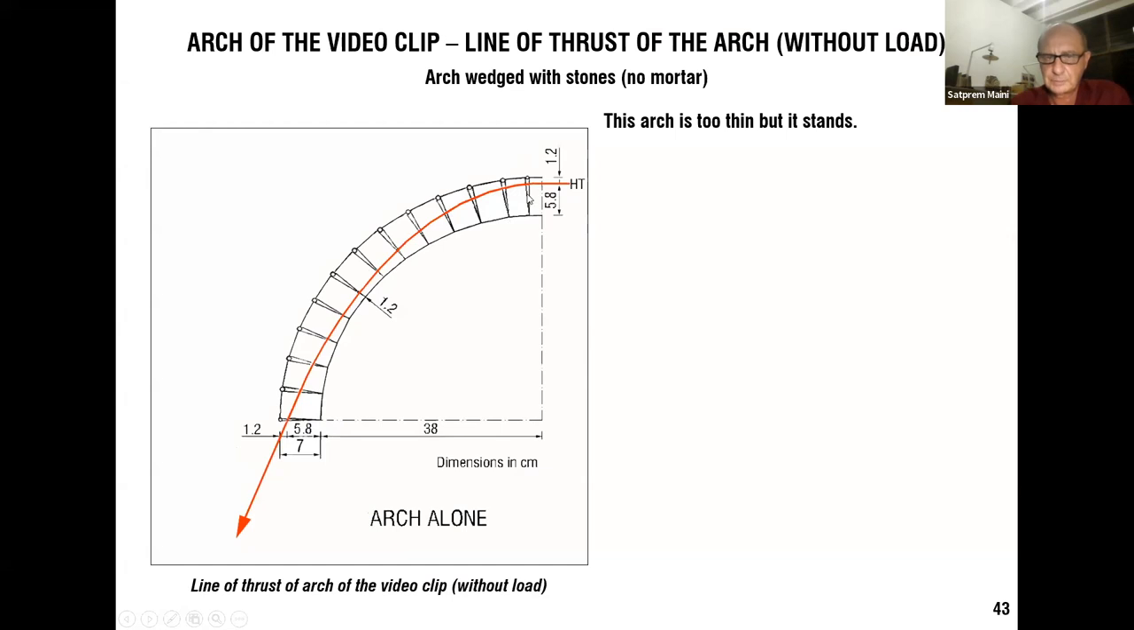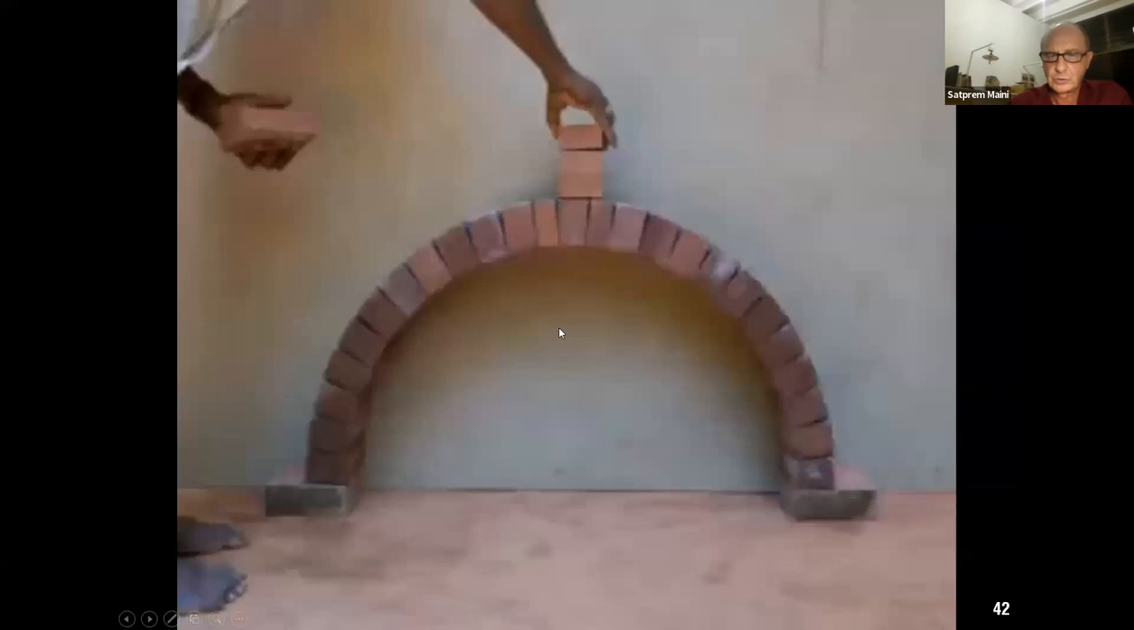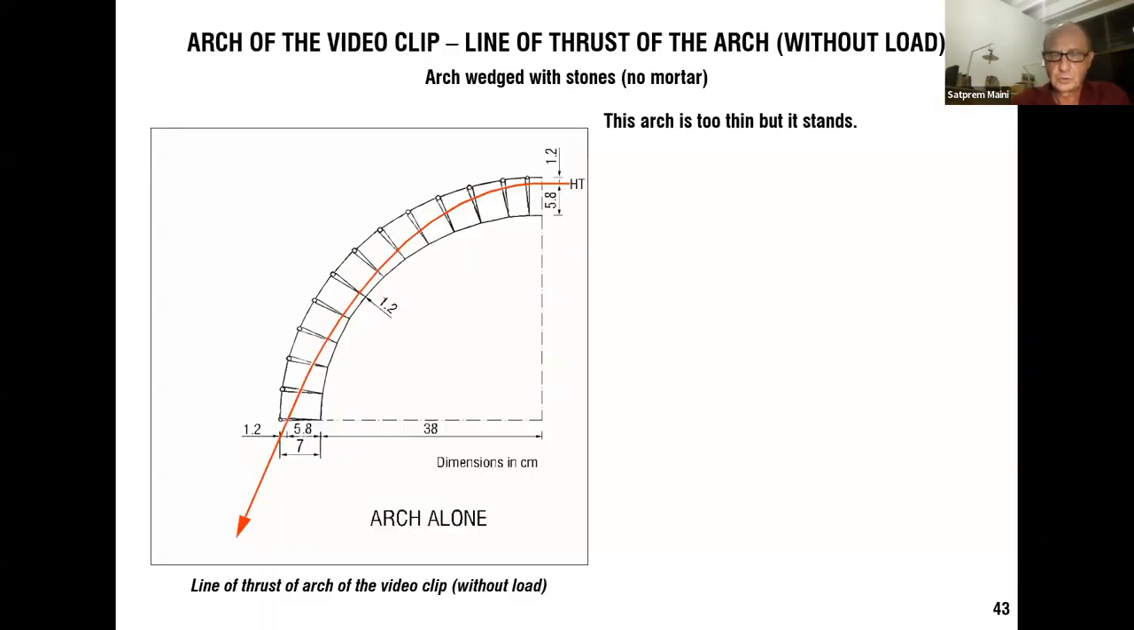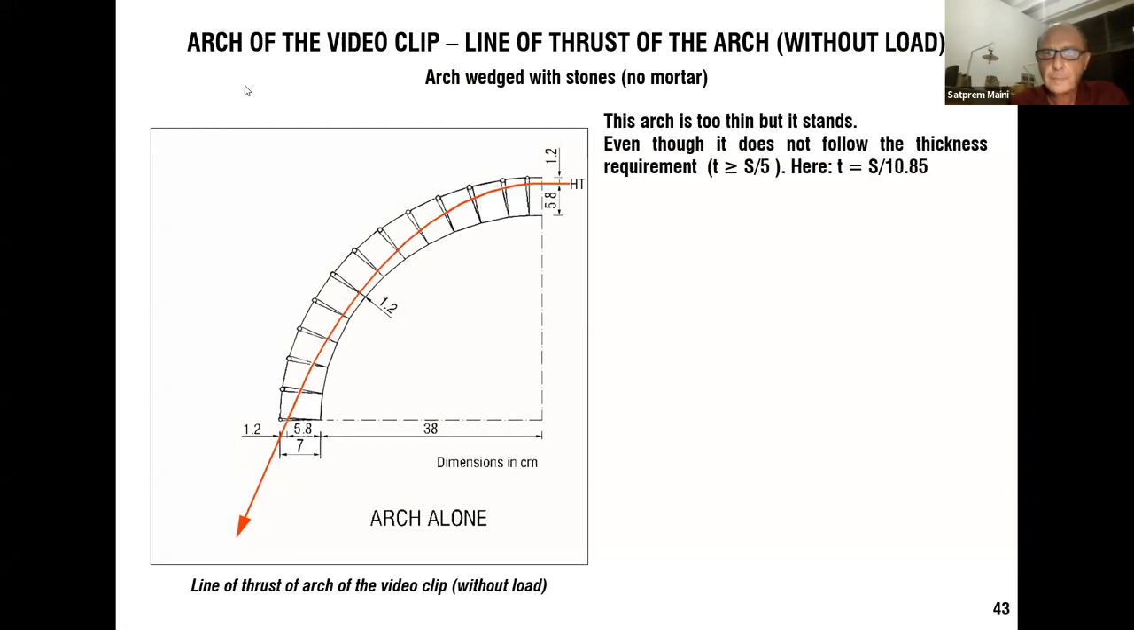That means the arch will deform. When we build the arch, it's quite difficult to see, but after removing the centering, the arch settled a little bit, just deformed, but it did not collapse. So it's fine, but it is not in the same conditions. So you have this proportion, the ratio here for this arch is a span divided by 10.85.